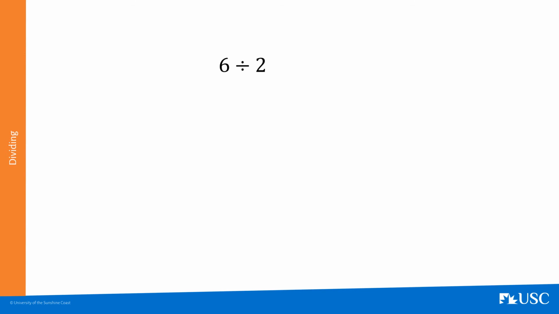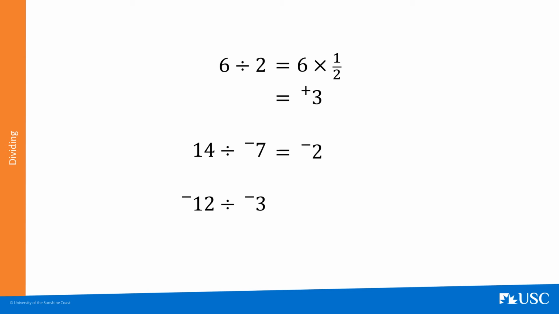How does division work? Well, 6 divided by 2 is the same as 6 times a half. So division works in exactly the same way as multiplication. We started off with 2 positive numbers and our answer is also positive. Here we have one negative number and so our answer will be negative. 2 negative numbers here and so our answer is positive. Division behaves in exactly the same way as multiplication.